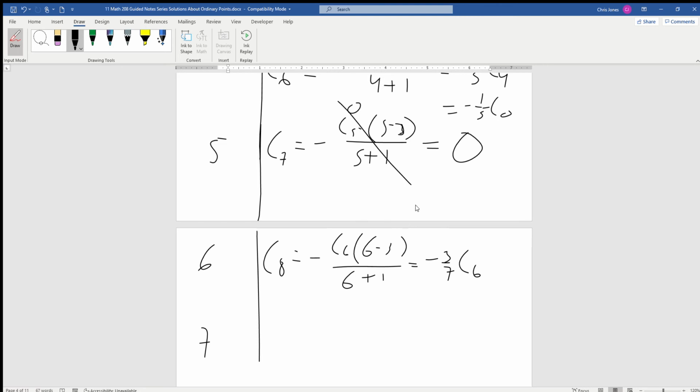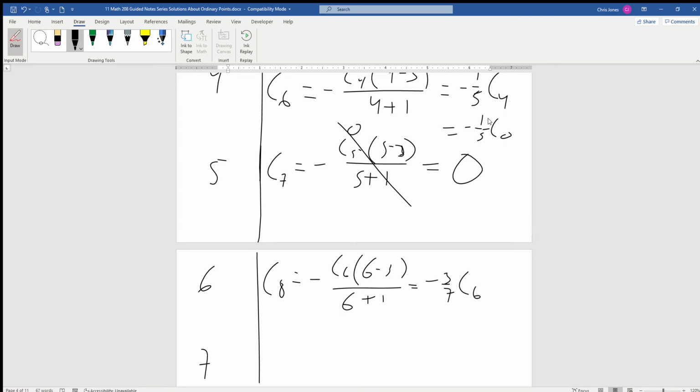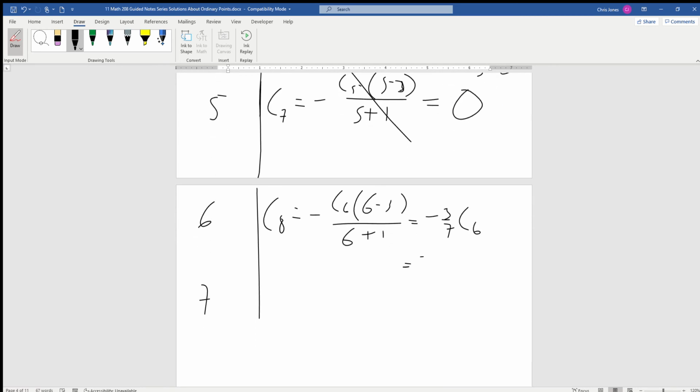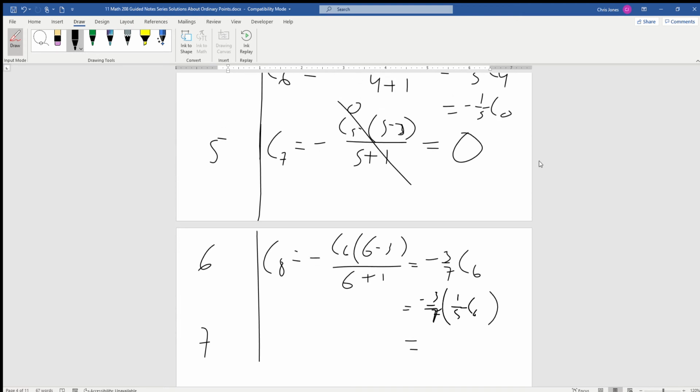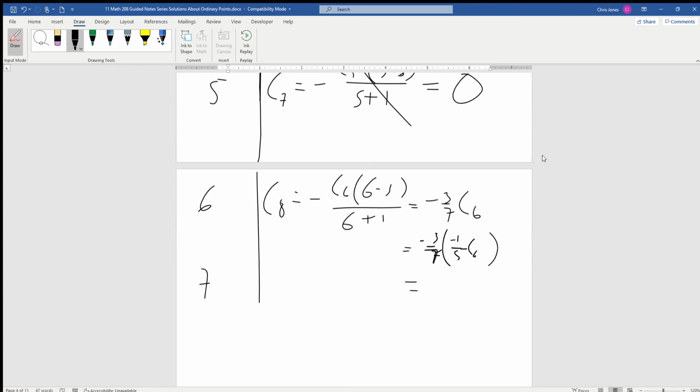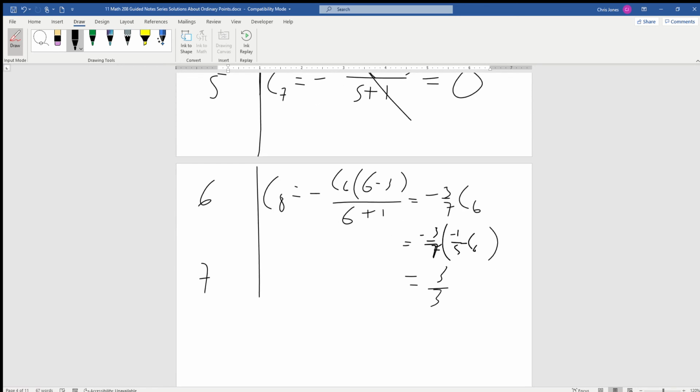C6, but you recall that C6 was 1/5 of C naught. So that's going to be negative 3/7 times 1/5 C naught, and that's ultimately going to be equal to, and this should be a negative 3/7 with a negative 1/5, yep. So that's going to be 3 over 35 C naught for C6, or for C8, excuse me. All right. And just one last.